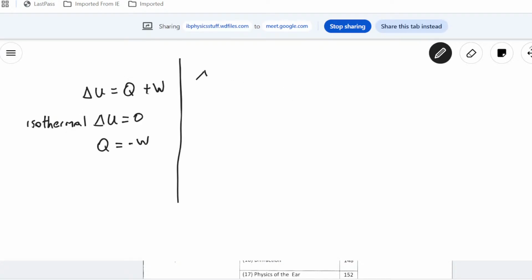Then we have delta U is equal to Q plus W. And work, how do we calculate work? Work is equal to pressure times change in volume. Yeah, so P delta V. Alright, so that's for constant pressure.